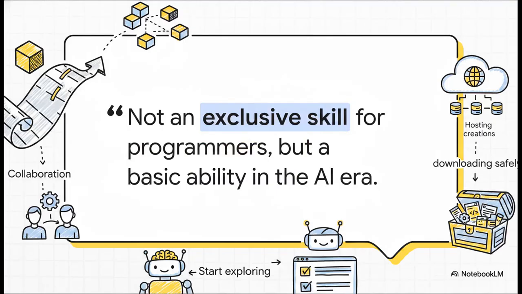And that brings us to our final thought for this explainer. The landscape has completely changed. In a world where AI can literally write the code for you, the real skill is knowing where to find the building blocks, how to collaborate, and where to host your creations. GitHub is no longer an exclusive club. It's a fundamental life skill for anyone navigating the AI era.